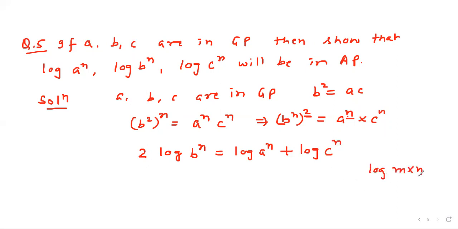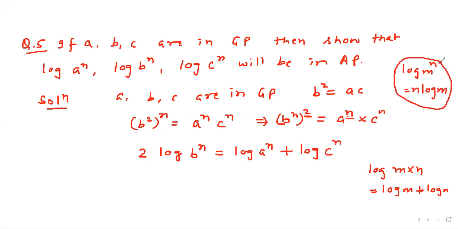Log M into N is equal to log M plus log N. Although there is the formula log M power N is N log M, yet we have not applied that formula because in our question, we have to show that these terms are in AP. So we have only shifted this 2 to LHS by this formula. If you remember, if three terms x, y, z are in AP, then 2y must be equal to x plus z. The same is true here. Twice of log b power n equal to log a power n plus log c power n. This means log a power n, log b power n, and log c power n are in AP. Thank you.